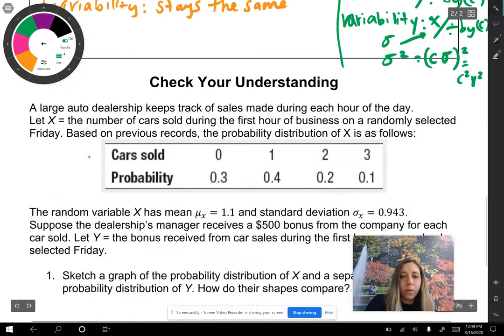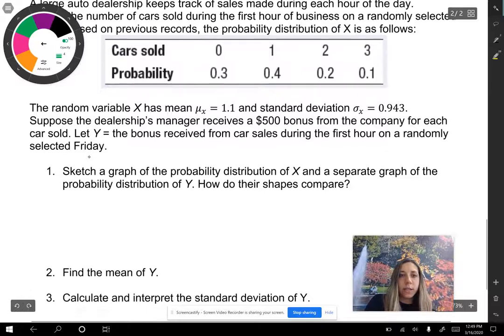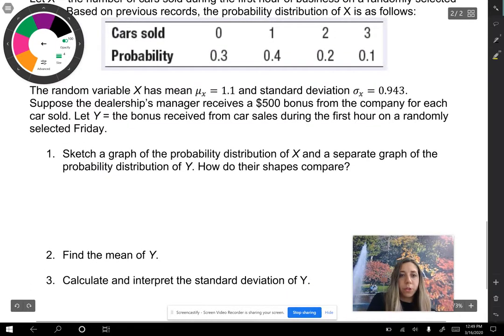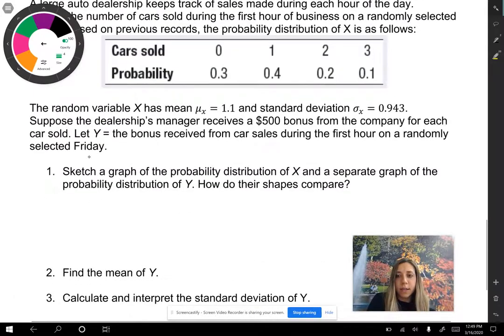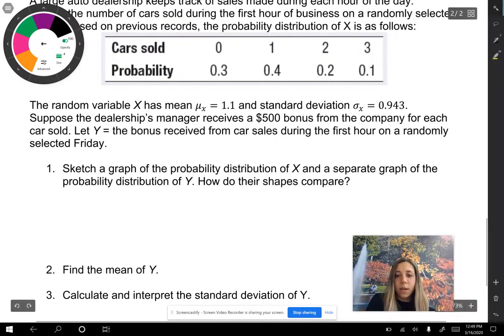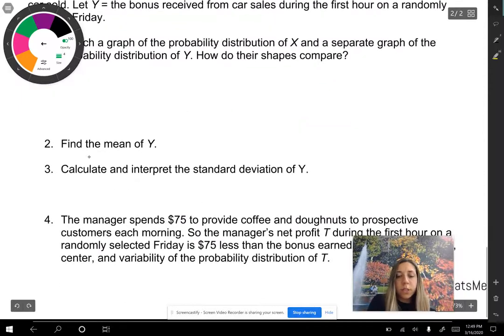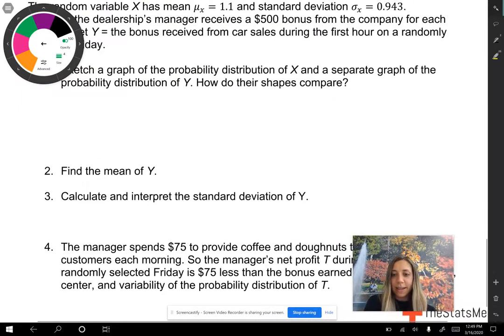From here, we're just going to take a look at this discrete probability distribution. It wants you to calculate a lot of things that we talked about in the last couple of days. If you have any questions, please stop into office hours, and I will see you soon.